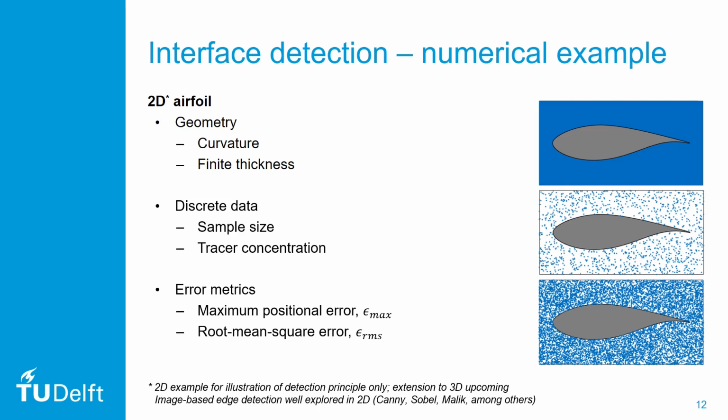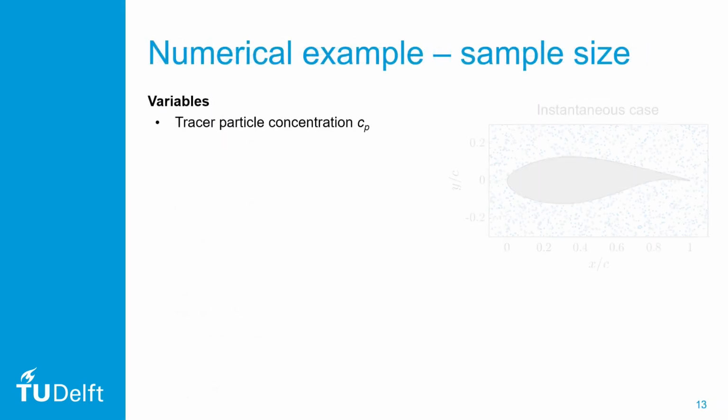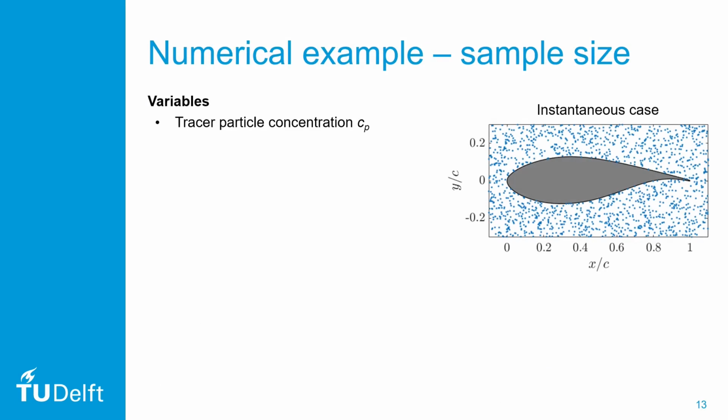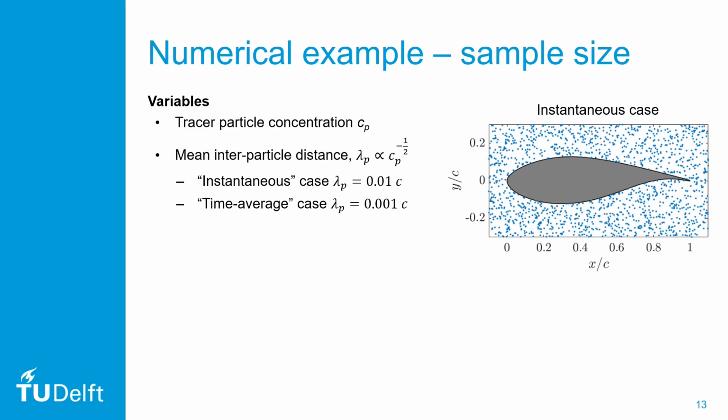So let's take a look at the variables that we will be using to quantify our metrics. We have the tracer particle concentration Cp, indicating the number of tracers per unit area. Instead, we will be quantifying the concentration level in terms of interparticle distance lambda, which is inversely proportional to Cp. For the instantaneous case you see on the right, the mean interparticle distance is 1% of the chord length c. For the time average case, we will be considering the equivalent of 100 of those images.